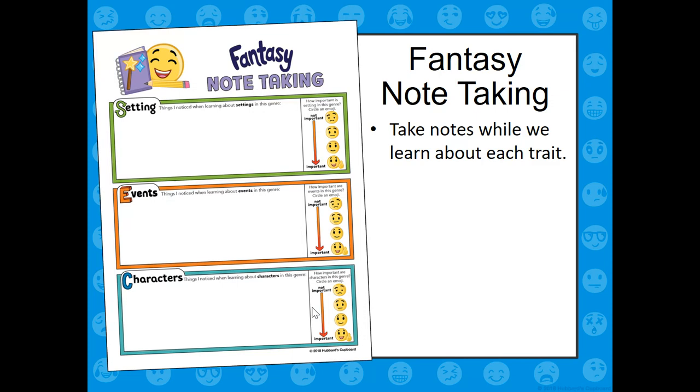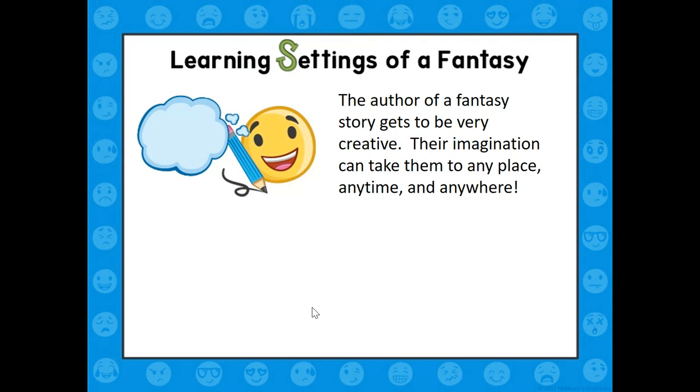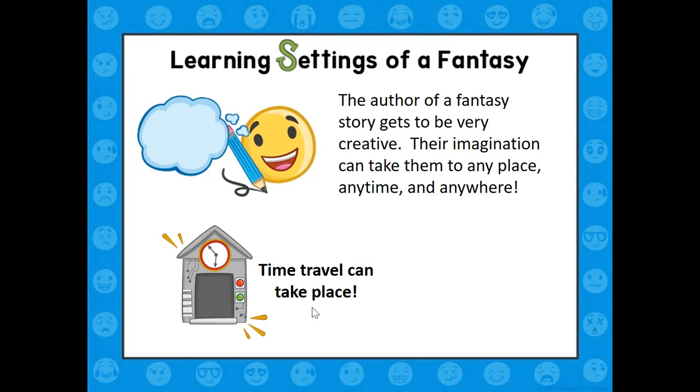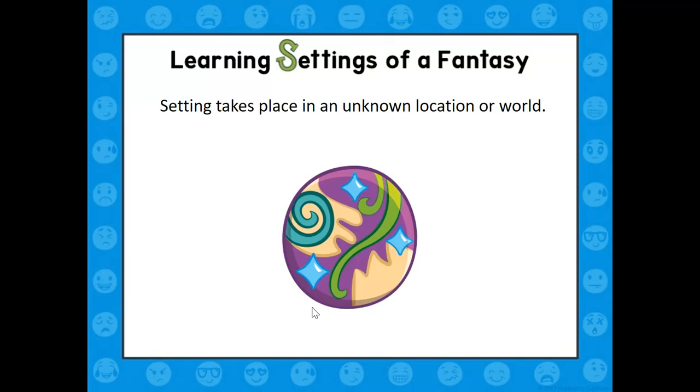Okay, we're not going to popcorn. All right. So, fantasy, the settings of fantasy. The author of a fantasy story gets to be very creative. Their imagination can take them to any place, anytime, and anywhere. Anything goes because it's made up. Time travel can take place, past, present, or future. Setting takes place in an unknown location or world in a fantasy story. Okay, so it's unknown because it's made up.